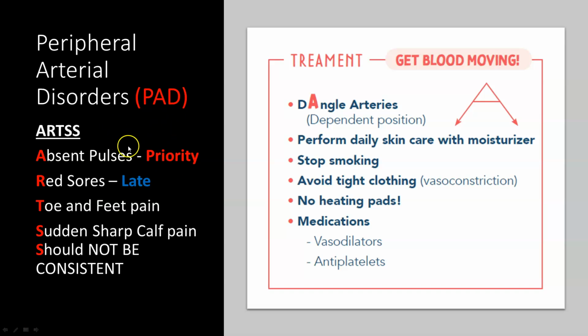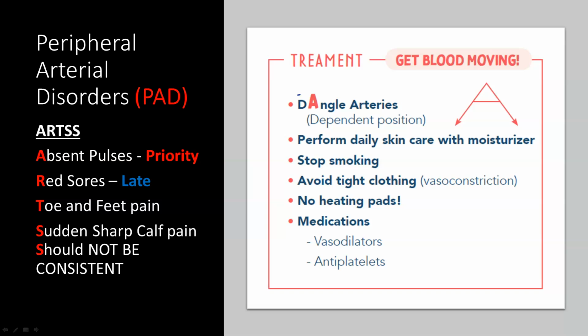So I really like the use of ARTS and just how these break it out for you. Obviously, if you have an absent pulse, it's a priority. If you've got red sores, it's a late sign and symptom, because we know that's stage 4. We kind of expect toe and feet pain, but it should be resolved within 10 minutes, and it's reproducible. If it doesn't go away, then it's acute arterial occlusion. And if you do have sudden sharp calf pain, it should not be consistent. So that's your ARTS.